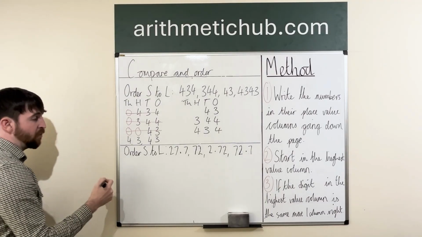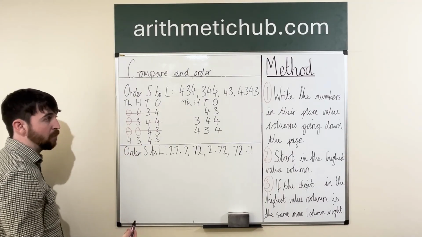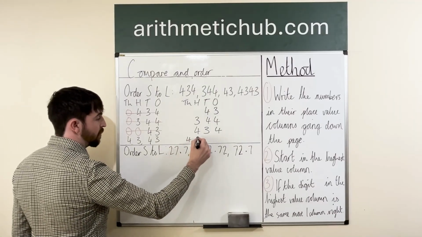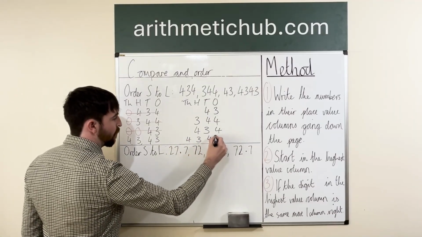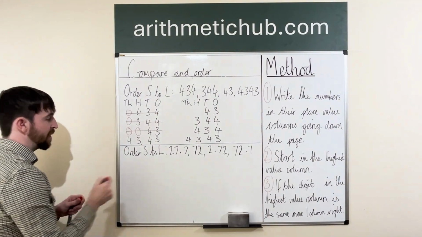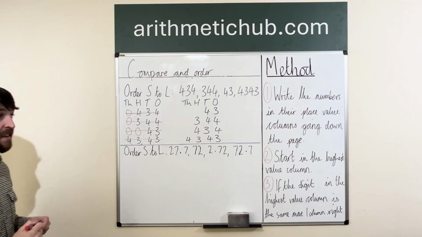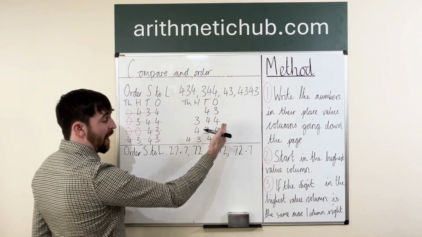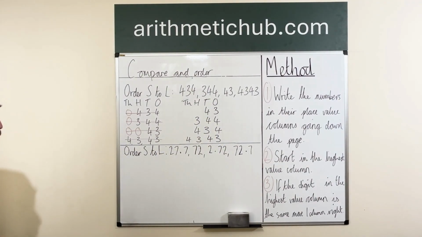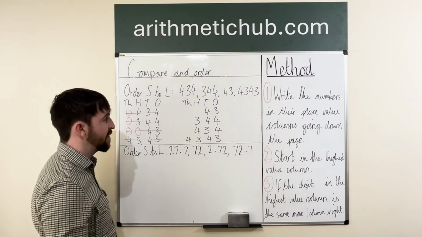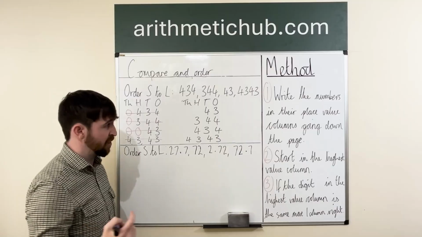Finally, we come to our largest number because it has 4 in the thousands column. 4,343. And then I can cross that out there as well. So then we can see that we have our numbers ordered from smallest to largest. Let's just check, see if it makes sense, because that's always good to do here.